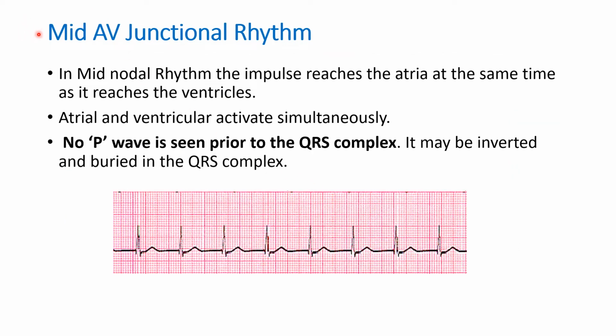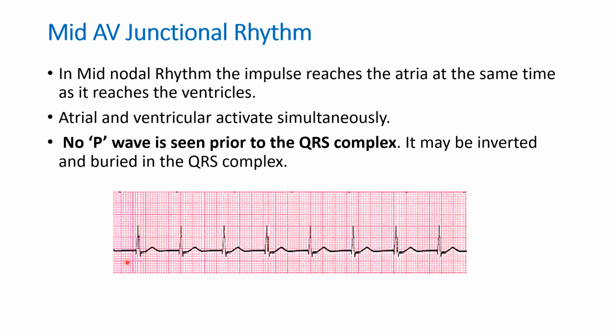Another condition in which P waves are not seen in the ECG is mid-AV nodal rhythm. In this situation, impulses originate from the mid-AV nodal area and travel to the atria and ventricles simultaneously. So both atria and ventricles activate at the same time, and atrial activation is hidden by the ventricular activation. So we can't see the P wave.